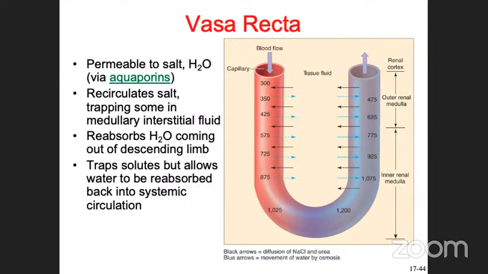So you can see from the top in the capillary, blood flows, 300 goes in, and black arrows mean diffusion of sodium and urea into the capillary from the kidney, whereas the blue arrows show the movement of water by osmosis. The changes in the concentration of these dissolved particles can change the concentration of the water, and it's really the balance that makes it work in a good way, right?